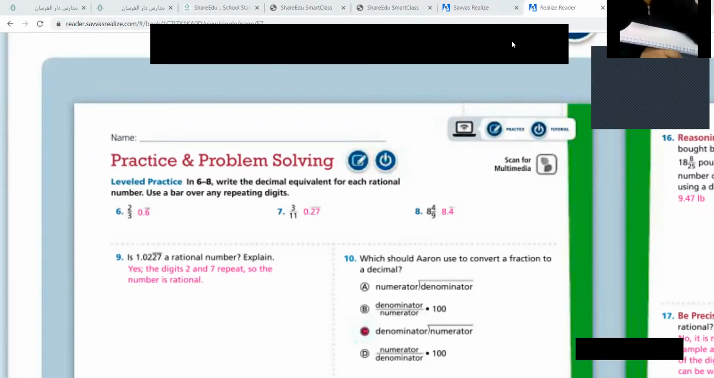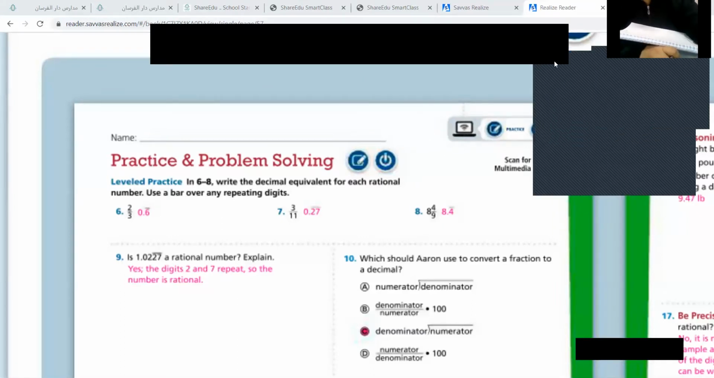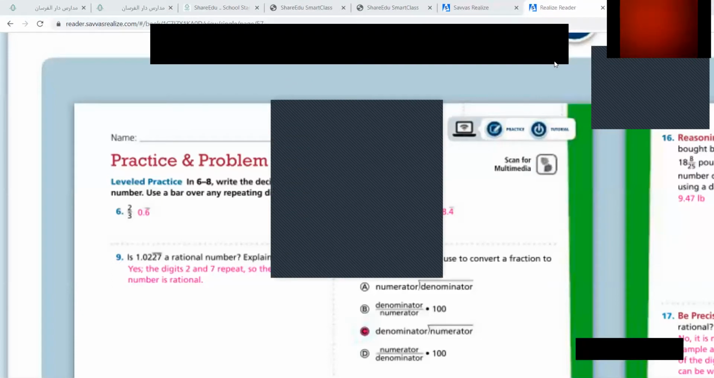Let me check her messages. What is Noor saying to me? Yes, terminating time. Yes, Noor, I know that you know it.